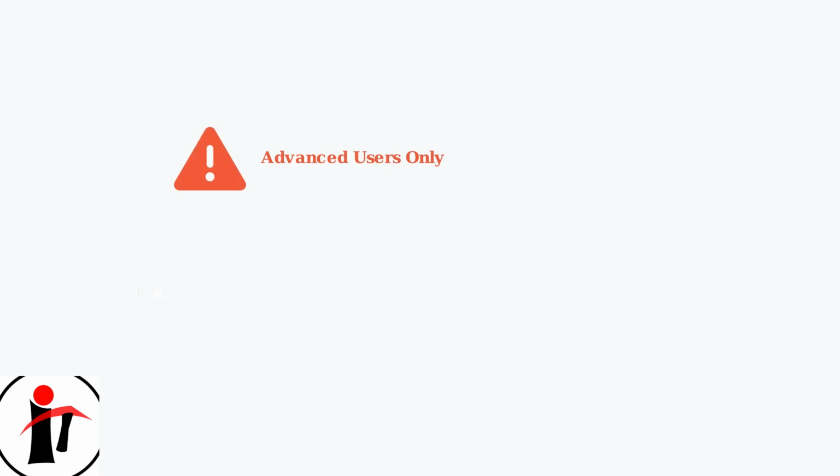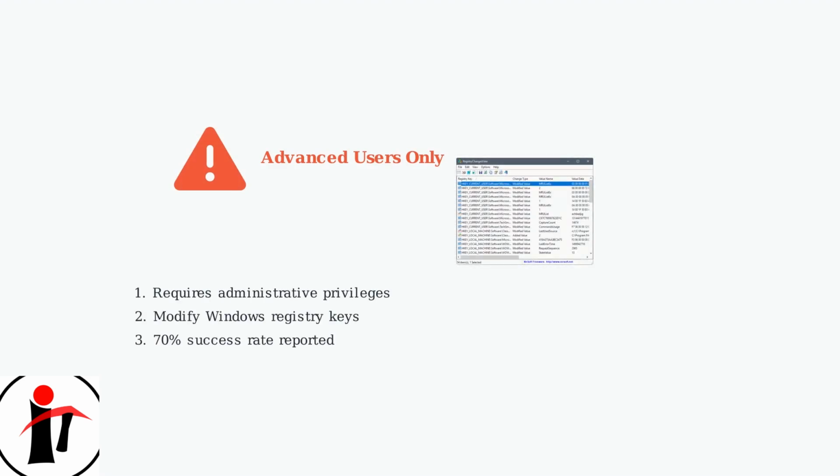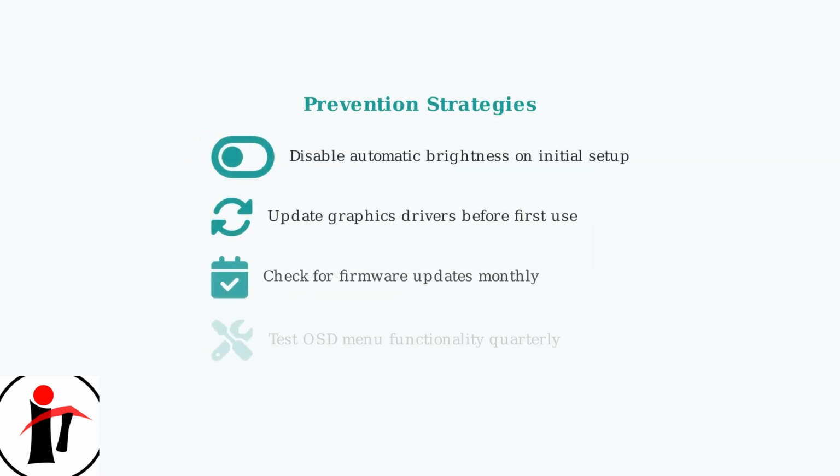For advanced users, Registry Modification offers another solution with a 70% success rate. However, this method requires technical expertise and administrative privileges, so proceed with caution. Prevention is always better than fixing problems after they occur. Follow these best practices to avoid brightness lock issues from the start.